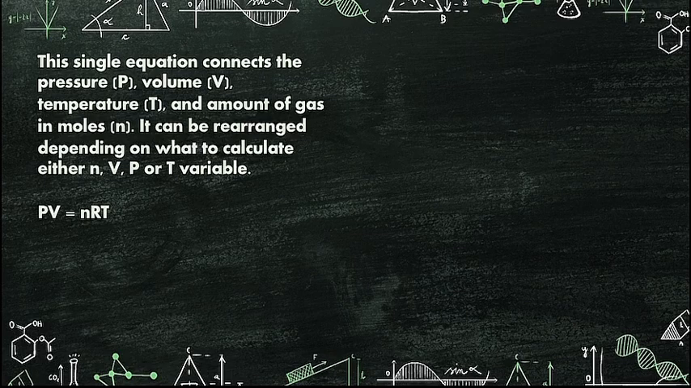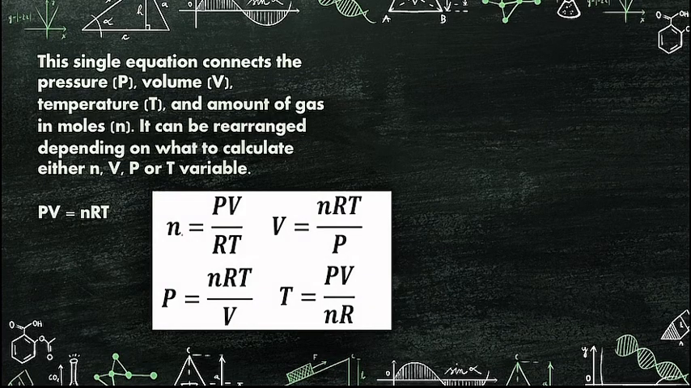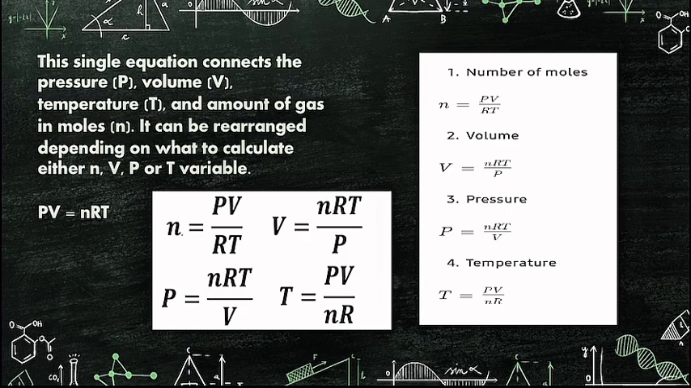So the original equation is PV = nRT. As I said, this equation can be rearranged depending on which variable is needed. If you are looking for the number of moles, n = PV/RT. If volume, V = nRT/P. If pressure, P = nRT/V. And lastly, if temperature, T = PV/nR.